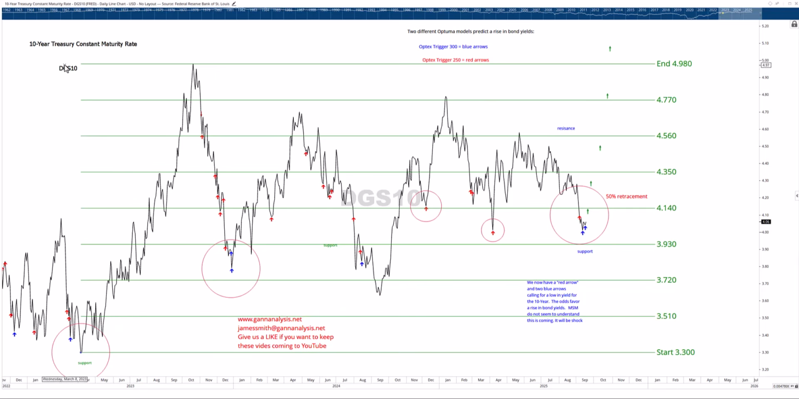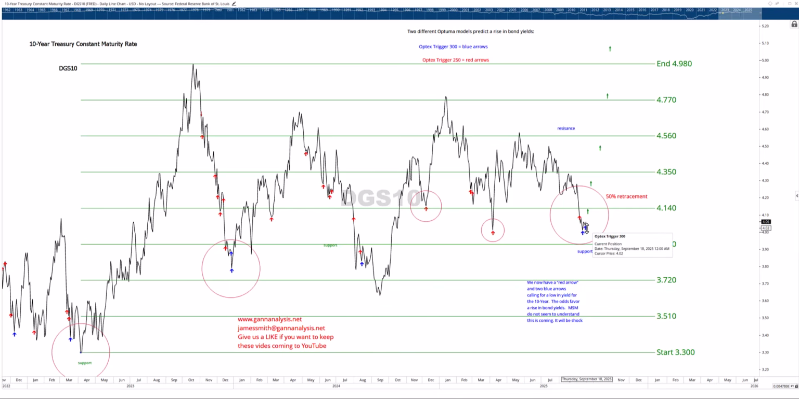Okay, today we're looking at the 10-year bond yield, DGS 10. This data comes directly from the Fed. So if you notice, the yield here is currently shown as 4.06, it's delayed by a couple of days from the Fed. I don't know why they delay it, but they do not provide it in a timely manner.